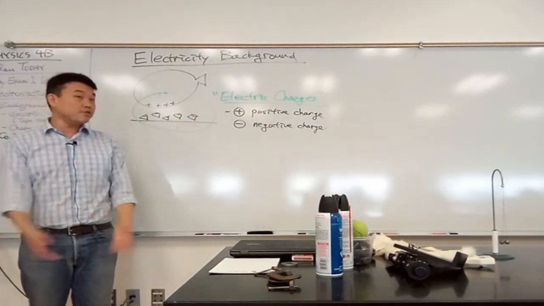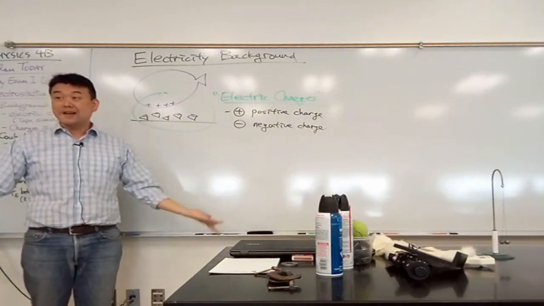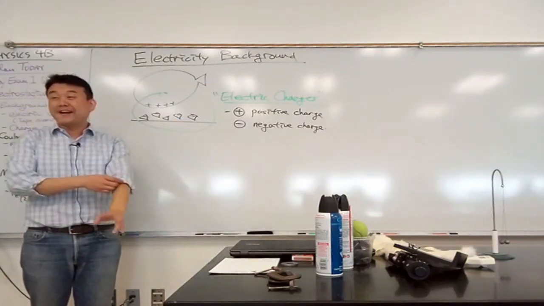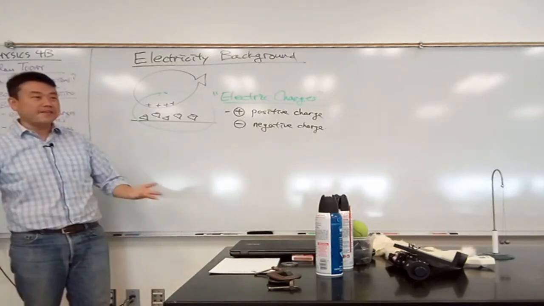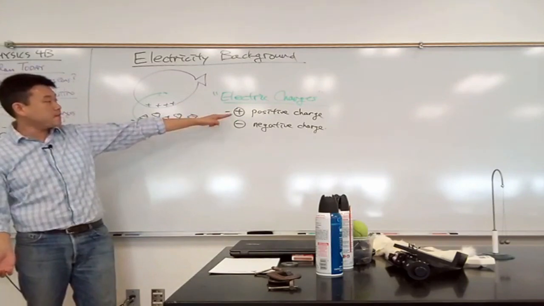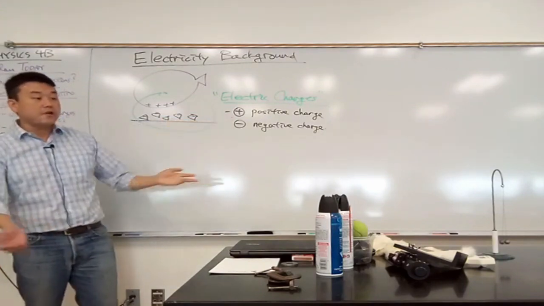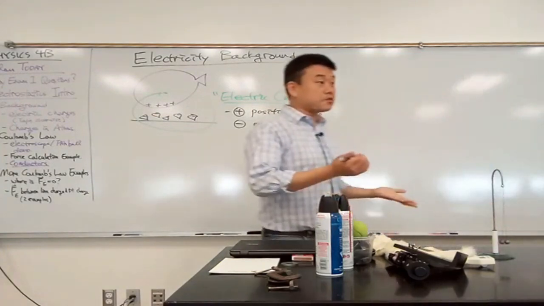With masses, there's only one type of mass, positive masses. I can't even imagine what negative masses are. So I guess, yeah, I can imagine what negative masses are, at least in vacuum. So with these positive and negative charges, now you have more fun combinations in interaction.